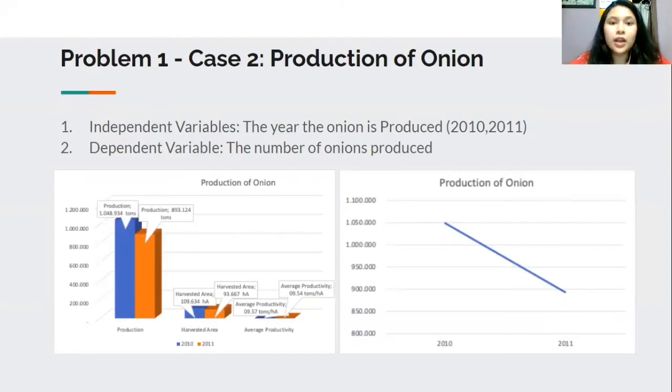Here we can see that the production of the onion in 2011 has decreased compared to the previous year, 2010. This occurs due to the decrease in harvest areas as well as in productivity. From the graph that we have here, we can see that it is sloping downwards, so we might assume that it will also go down in the next year. However, we can't really be sure because we only have the data of 2 years.